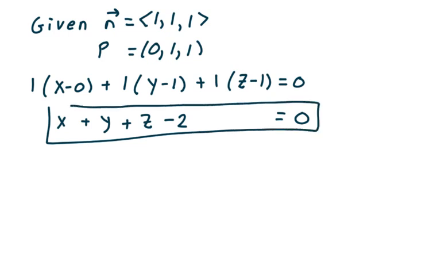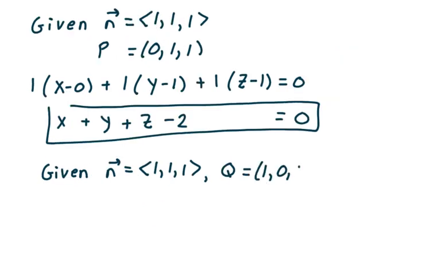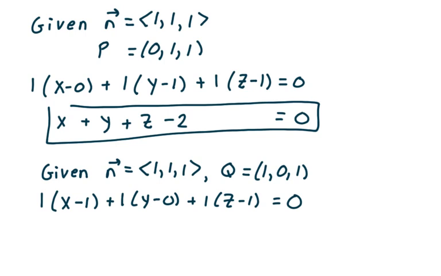Now, if you wanted to check, suppose we're given n equals the vector (1, 1, 1), and what if I chose Q? And then Q is (1, 0, 1). And I claim you're going to get the same thing, because if you notice, 1 times (x minus 1) plus 1 times (y minus 0) plus 1 times (z minus 1) is 0. And so x plus y plus z minus 2 is 0.